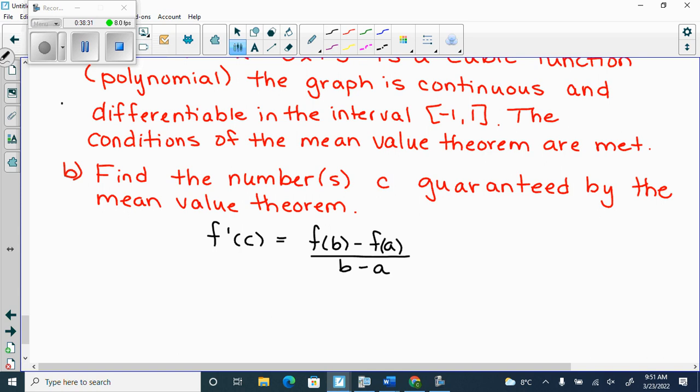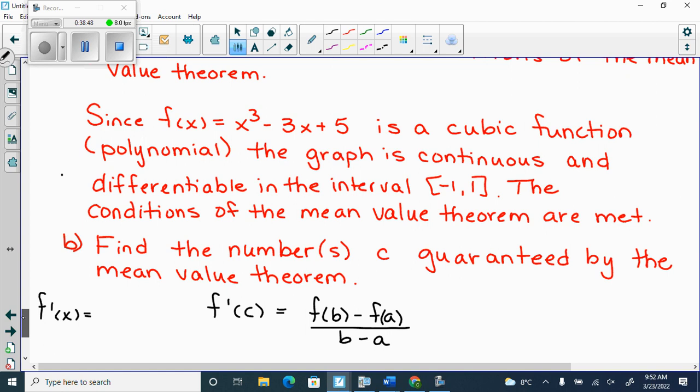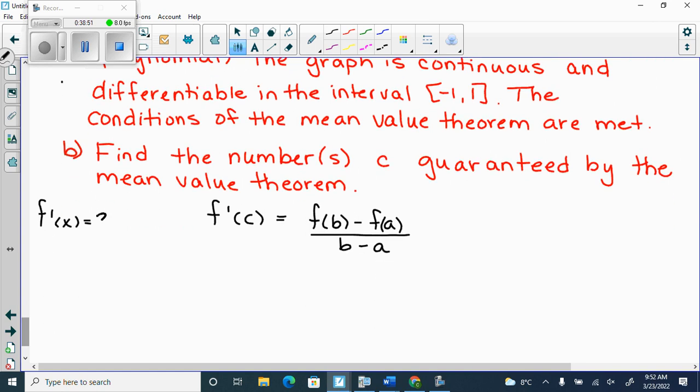And then we just fill it in. We don't have anything right now. All we have is negative 1, 1, so we need to find some stuff, right? F prime of c we can do. What is f prime of x? It's 3x squared minus 3. But we don't want f prime of x, we want f prime of c. So we get 3c squared minus 3, right? So I can fill that into this side. 3c squared minus 3. Left side done.